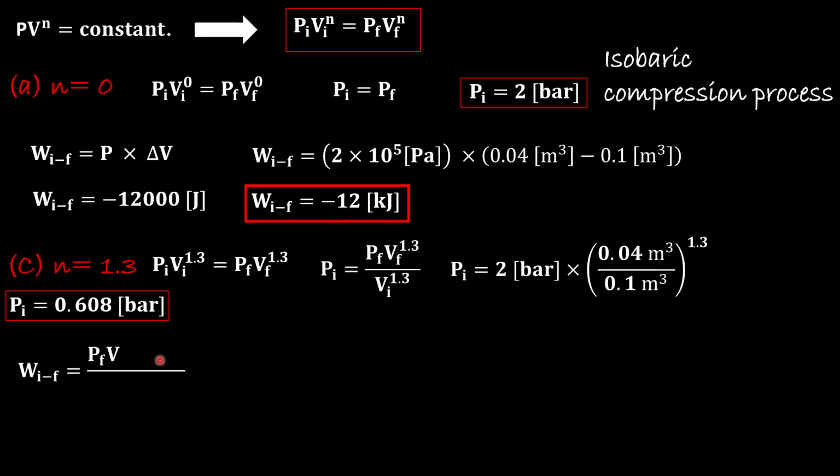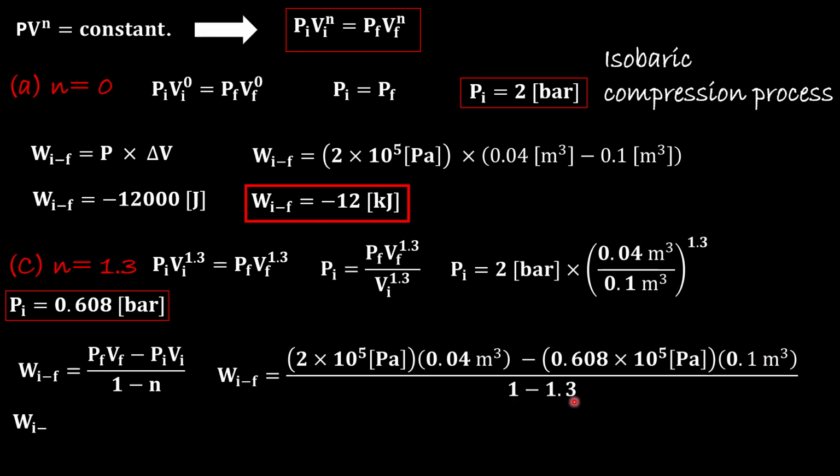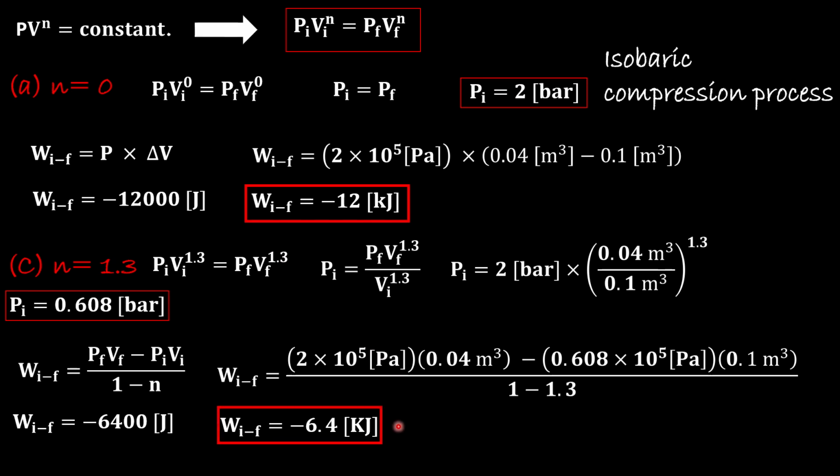And from what we found from the first problem, 2.25, this is the work expression that we got. So now we can plug in the values that we have and the values that we found. And this will give us a work of -6400 joules, or we divide by 1000, which will be -6.4 kilojoules.